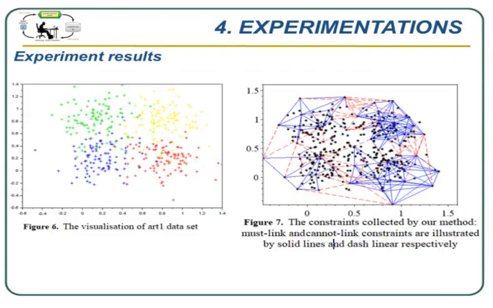The above Figure 6 presents an example of the constraints collected by our method for the data set ART1. The data set ART1 has 4 clusters with some overlaps between clusters. As we can see in Figure 7, our method can collect constraints in the border regions between clusters that are very useful for semi-supervised clustering algorithms in the clustering process. This is evidence showing the effectiveness of our method.